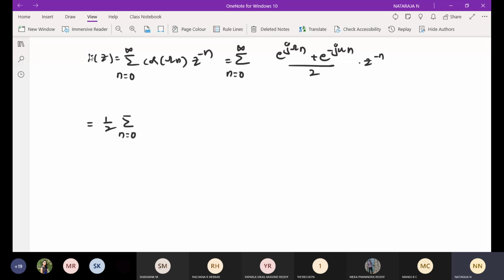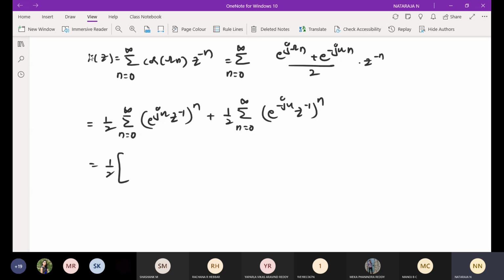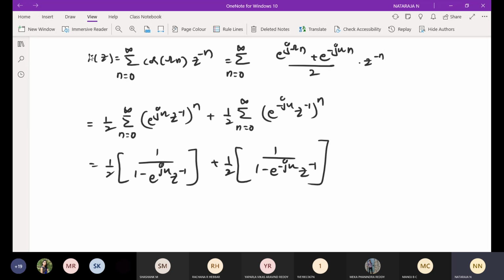Summation n equals 0 to infinity of e power j omega z inverse whole to the power of n, plus 1 by 2 summation n equals 0 to infinity of e power minus j omega z inverse whole to the power of n. Then using the standard equation, this will be 1 by 2 into 1 by 1 minus e power j omega z inverse, plus 1 by 2 into 1 by 1 minus e power minus j omega z inverse.